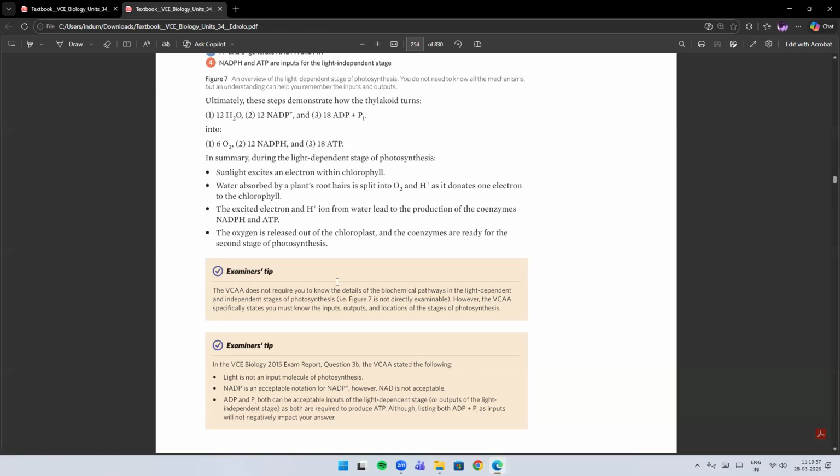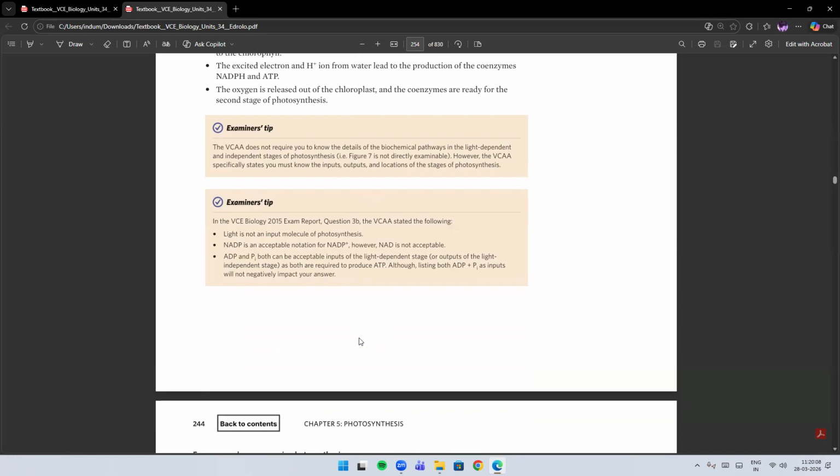In summary, during the light-dependent stage of photosynthesis, sunlight excites an electron within chlorophyll. Water absorbed by a plant's root hairs is split into oxygen and hydrogen ions as it donates 1 electron to the chlorophyll. The excited electron and hydrogen ion from water lead to the production of the coenzymes NADPH and ATP. The oxygen is released out of the chloroplast and the coenzymes are ready for the second stage of photosynthesis.